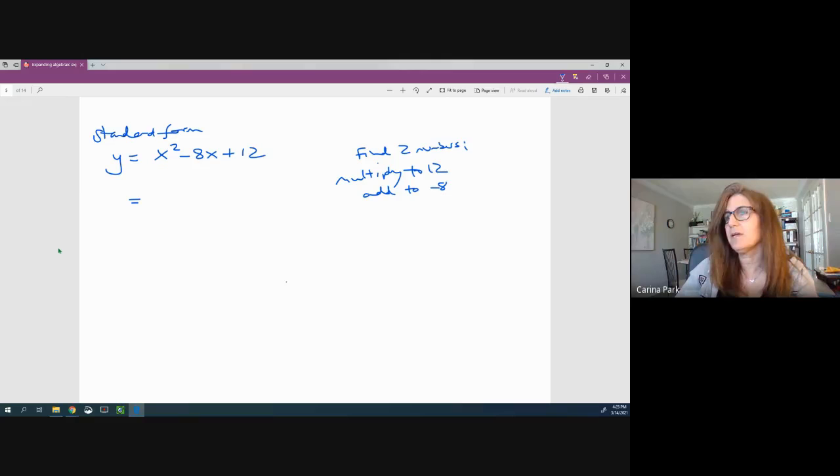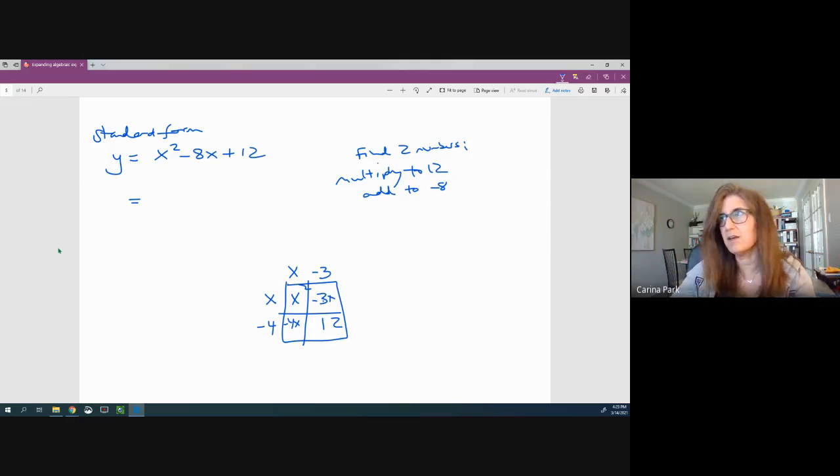Or if you want to do it with the area model, here's your area model. Okay, I have x squared here and I have a 12 here. So this will be an x and this will be an x. What do these two numbers have to be to add up to negative 8x? So we could try, well, 3 times 4 is 12, but it has to be negative. So let's go negative 3 and negative 4. And as always, you test these values. This will be negative 3x, this will be negative 4x. And when you add them up, this adds up to negative 7x and not negative 8x. So we know that that's not correct.